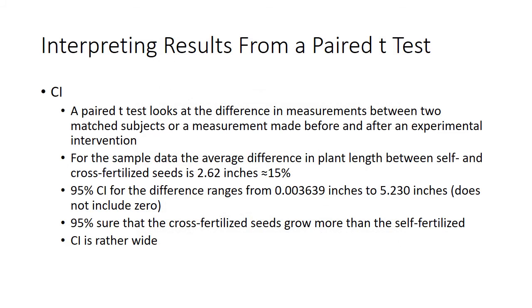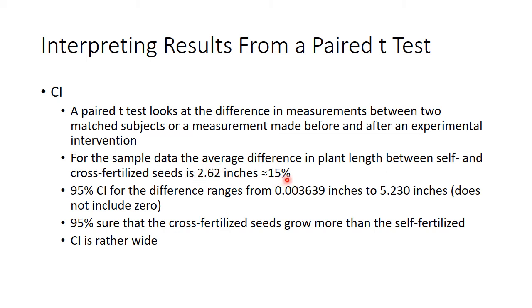So interpreting these results, by looking at the confidence interval, you see that a paired t-test looks at the difference in measurements between two matched subjects, or if we were looking at a measurement, say, before and after. Each of those pairs is looked at individually and then compared with the entire group. For this example, we saw an average difference in plant length between the self and cross-fertilized plants of about 2.62 inches, or about 15% or so.